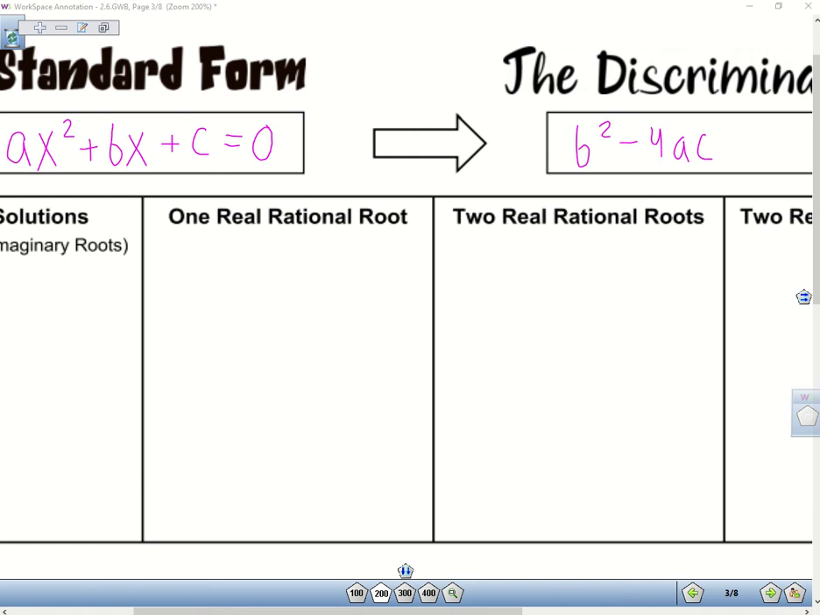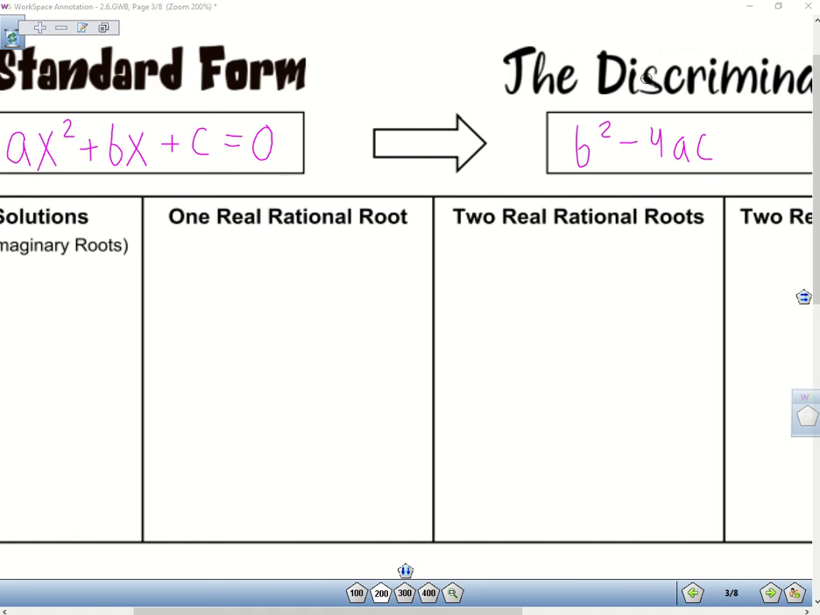So what is the discriminant? Well, the discriminant is basically a tool we use to determine how many solutions the quadratic has and what type of solutions the quadratic has without actually doing the full quadratic formula if we're not trying to actually look for what those exact solutions are.